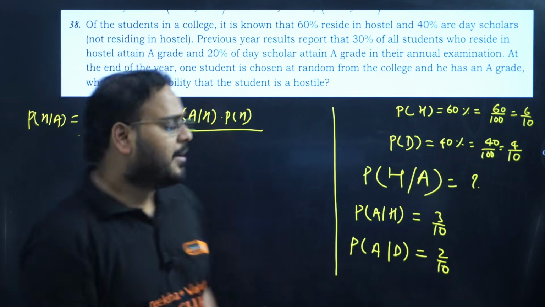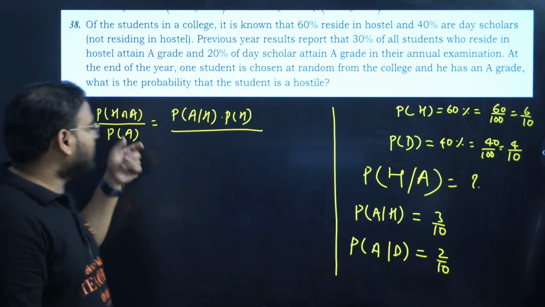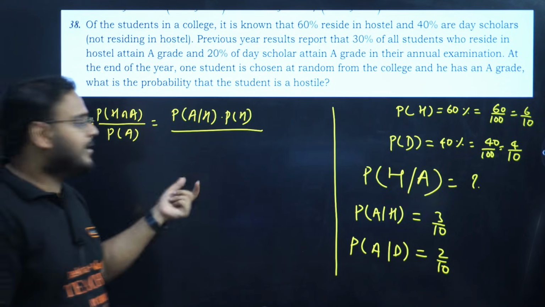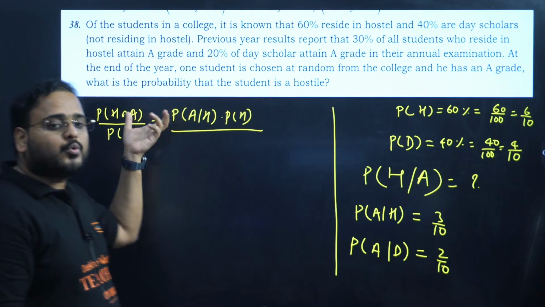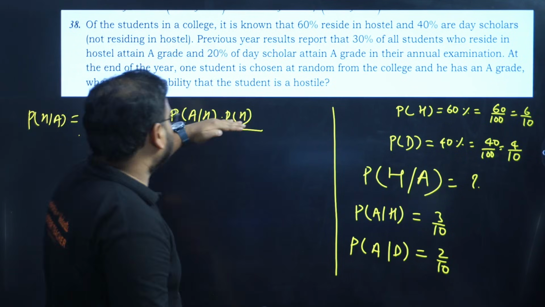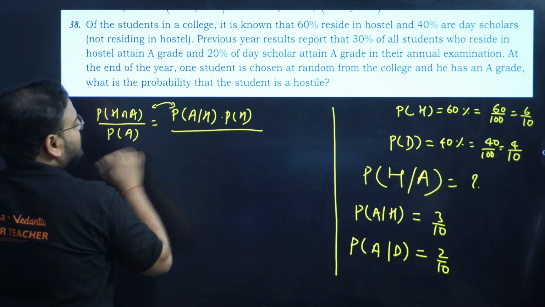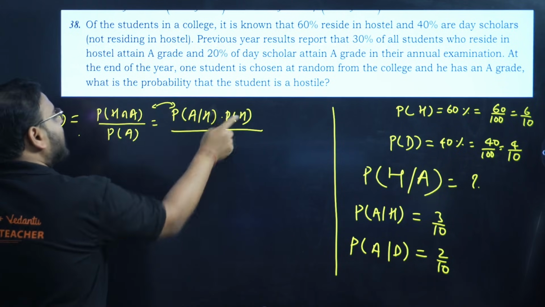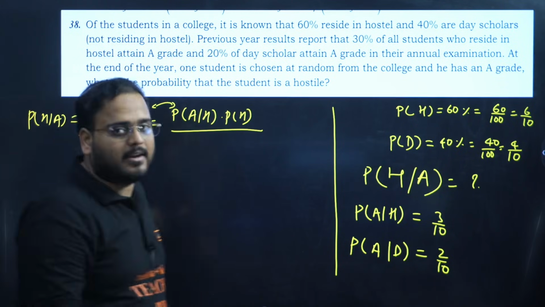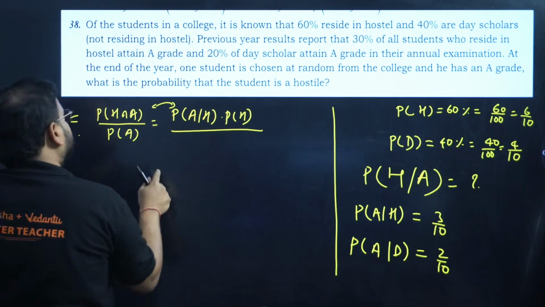Think about it. P(H|A) is what? The conditional probability. So intersection by the total probability P(A). What is the numerator? A student who is the achiever of A grade and is a hostler. That we have written in the numerator. This comes from the definition of P(A|H). P(A|H) is what? P(H intersection A) by P(H). Right? Conditional probability.